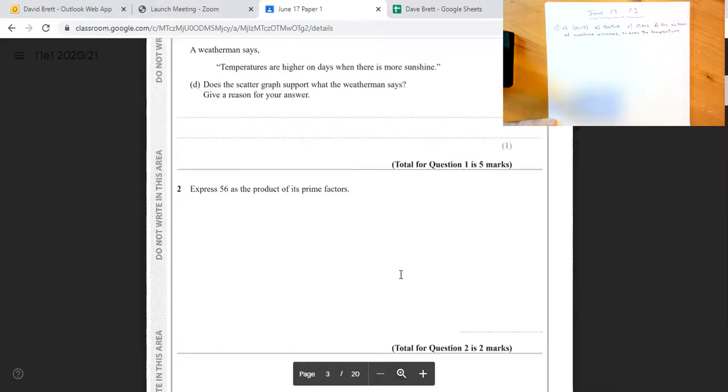Question 2. Express 56 as a product of its prime factors. Remember, when it asks for it as the product, we've not only got to do the factor tree, but we've then got to write 56 equals. 56, so 2 and 28, 2 and 14, 2 and 7. So 56 equals 2 multiplied by 2 multiplied by 2 multiplied by 7. You could write it as 2 cubed multiplied by 7, but it doesn't ask for index form, so on the safe side, leave it as 2 multiplied by 2 multiplied by 2 multiplied by 7.